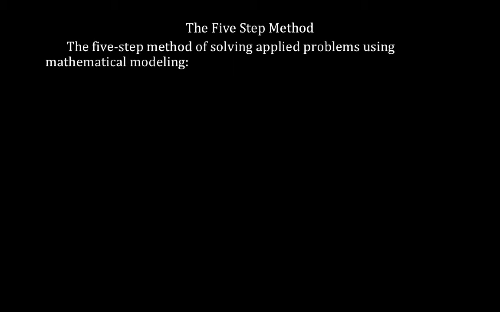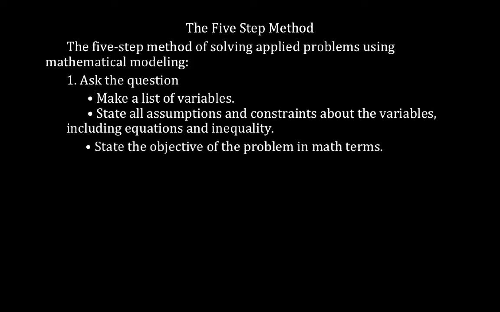The 5-step method of solving applied problems using mathematical modeling. First step is ask the question. Under this, you should recognize the variables. So first make a list of variables. Then state all assumptions according to the problems. Finally, state the objective. So these three are going to be under step 1.